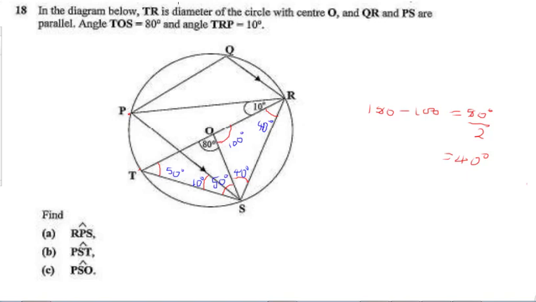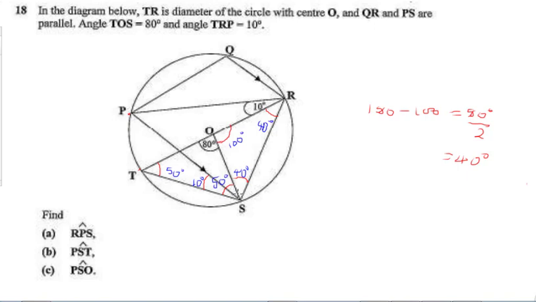Okay, what else can we find? Okay, let's look at the questions that we've been asked. We've been asked to find RPS. So we are yet to find that one. And how do we find RPS? Well, when you look at RPS, RPS is coming from the same points as ROS.